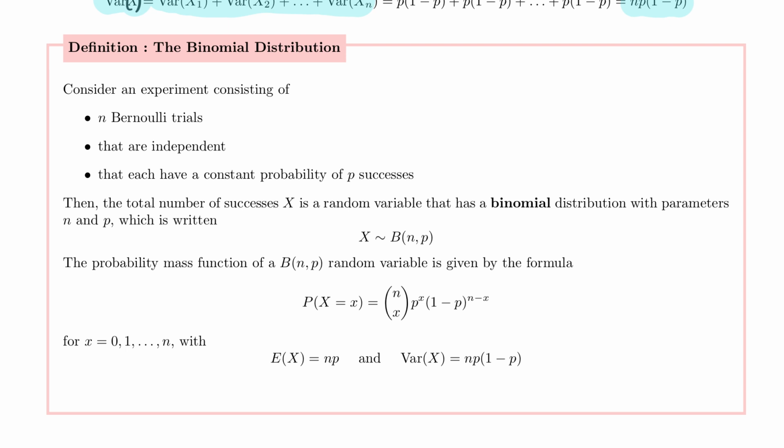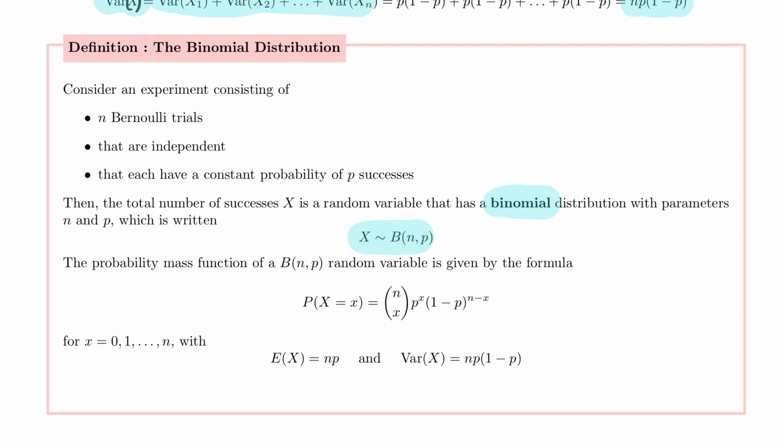Then the total number of successes, X, is a random variable itself that is called a binomial random variable, and it has a binomial distribution with the parameters n and p, which we said is written as X is represented by B of n comma p. And again, like I said, in some texts you might see it as X is represented by Binom of n comma p. It's the same idea.